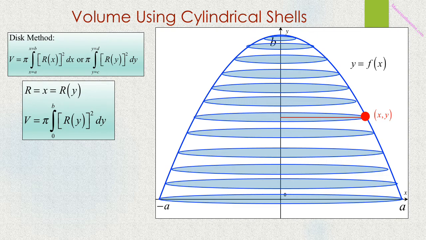We choose a point on our curve at the end of one of the disks, and we will call the point xy. The decision we have to make is whether this is a dx problem or a dy problem. In this case, it is a dy problem because our disks are stacked vertically. So the radius is x, and we will call that, therefore, some function r of y.